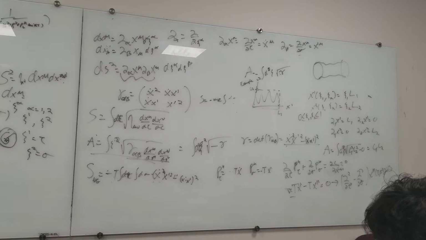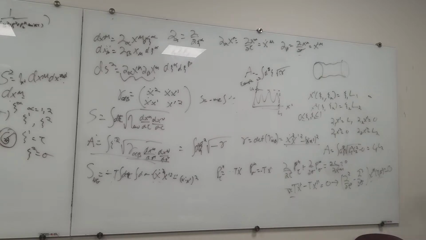So what we could do now, and we saw how to quantize fields that obey the Klein-Gordon equation, we could just treat this string as a field on a sheet, on an area, on a world sheet, and then we could apply a similar quantization procedure.